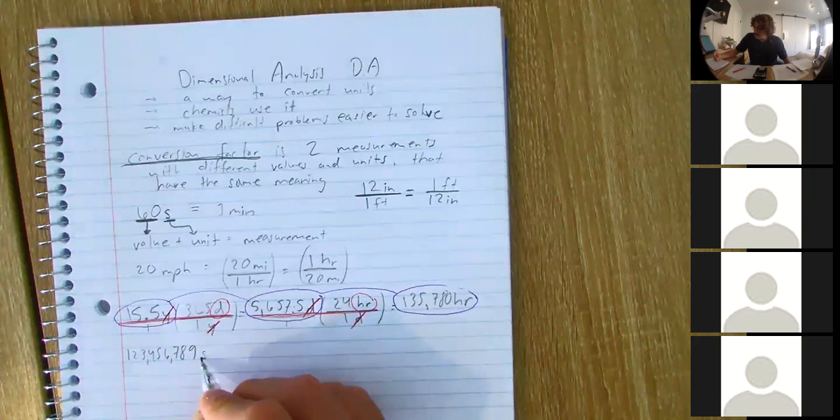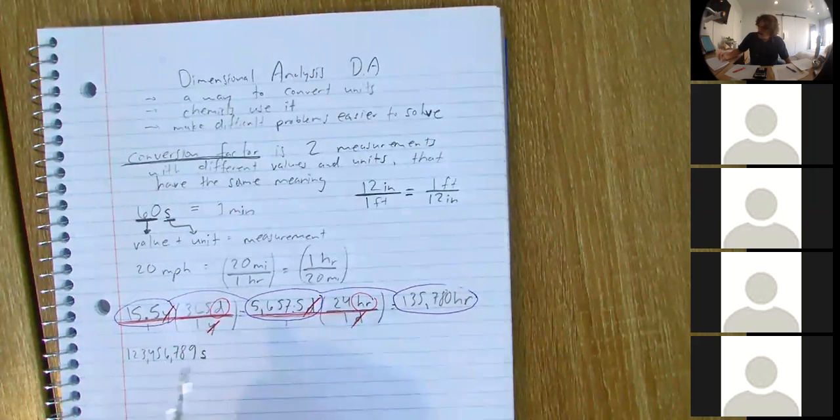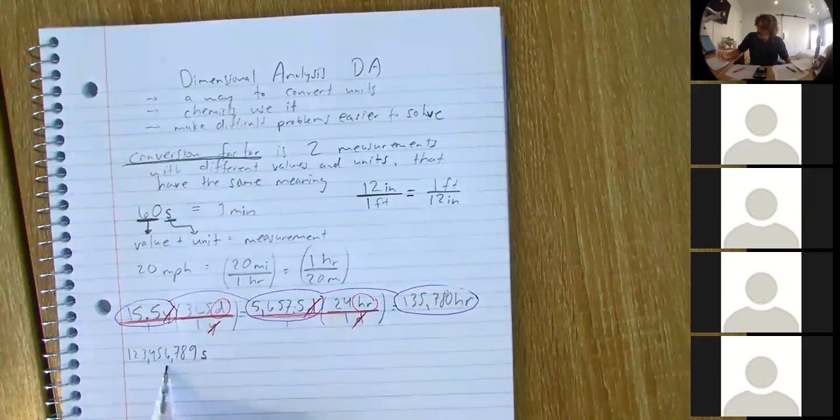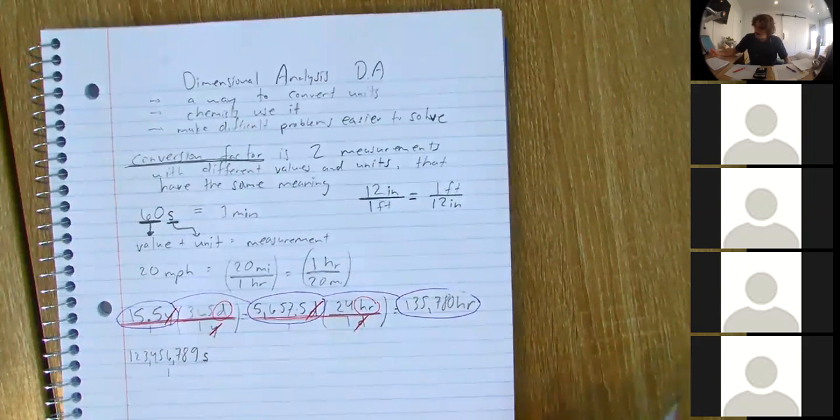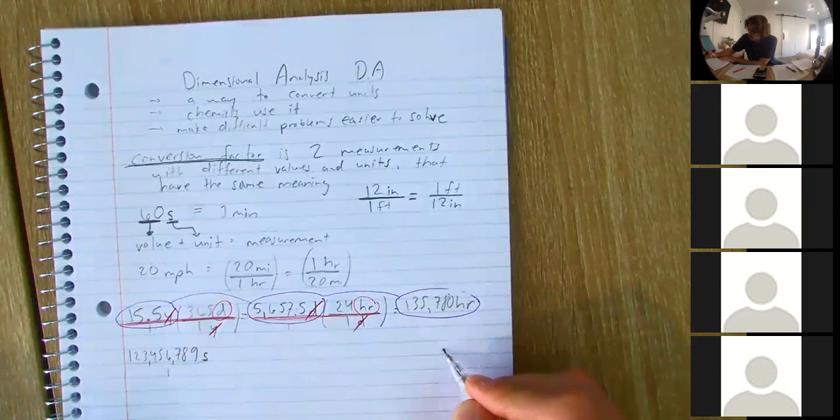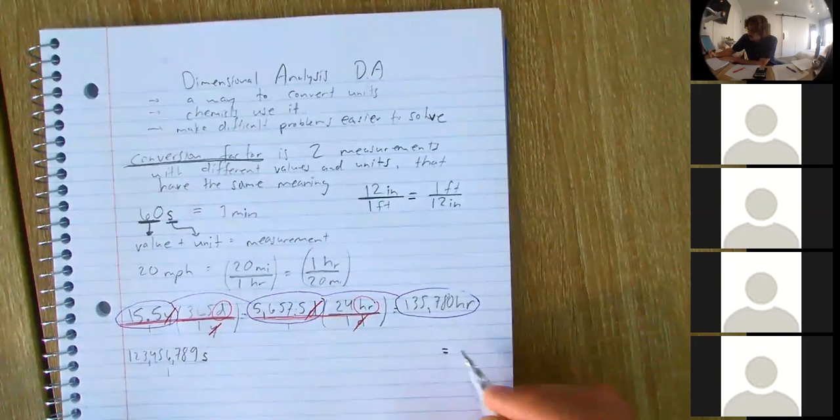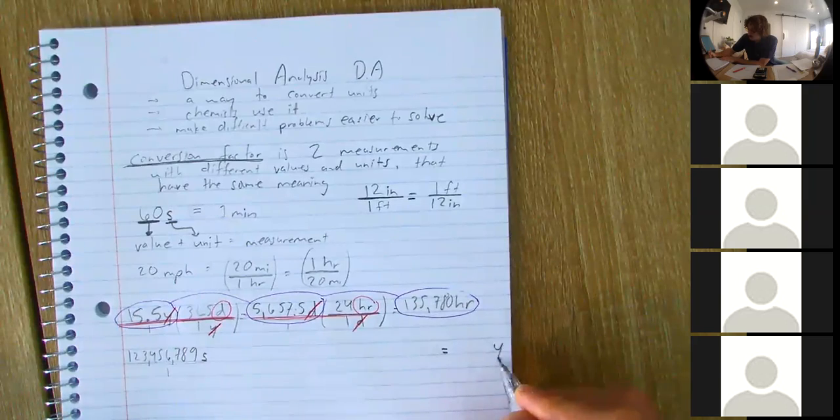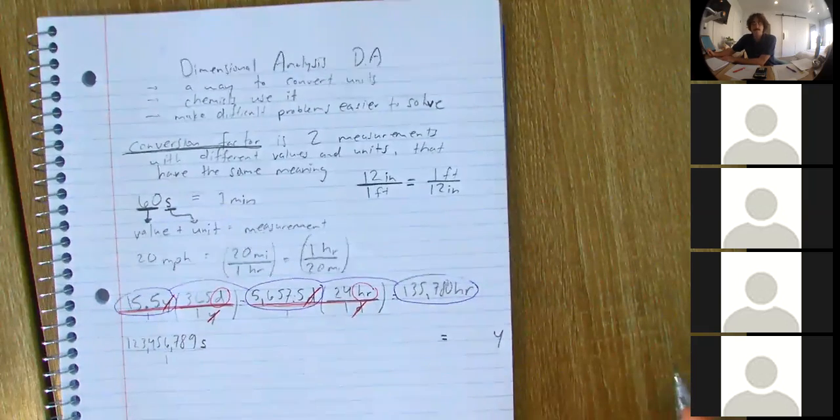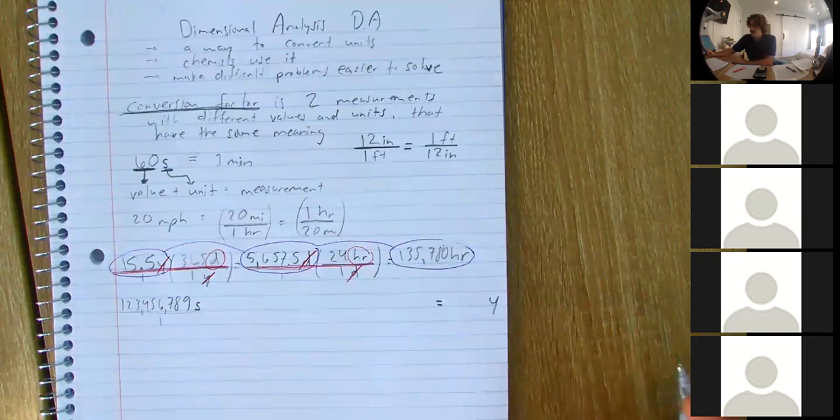123,456,789 seconds. That's in the numerator, so we're going to put it over the number 1. I want to know how many years. How many years is that?